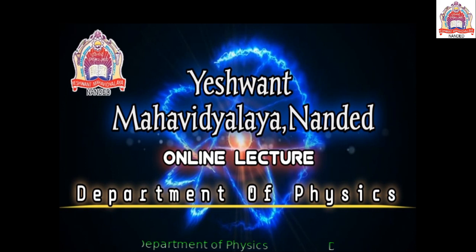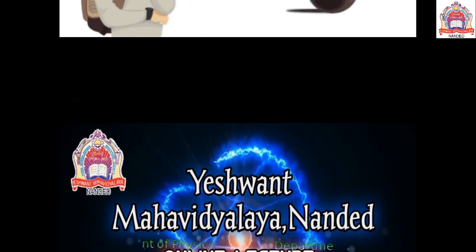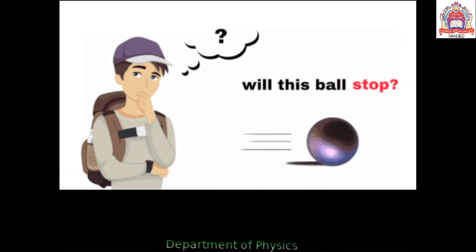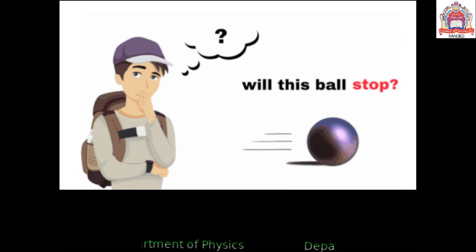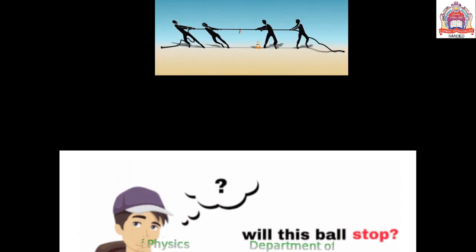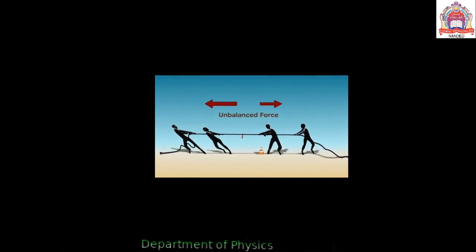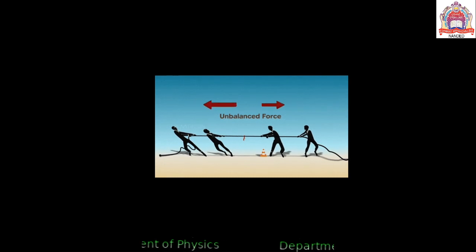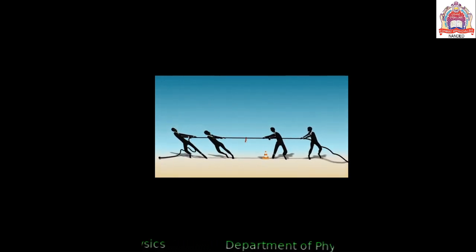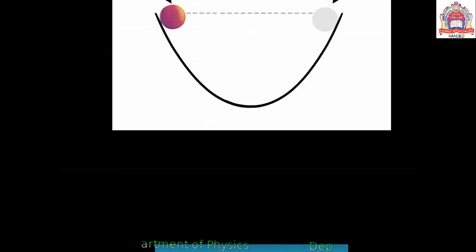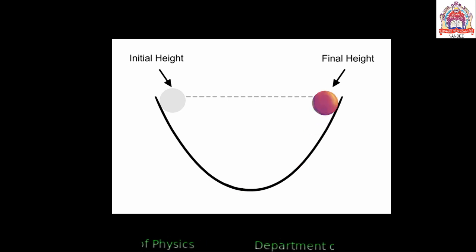Just observe the slides. Will this ball stop? Unbalanced force is applied. Then what happens? Why is the initial height and final height the same? Just think about it.